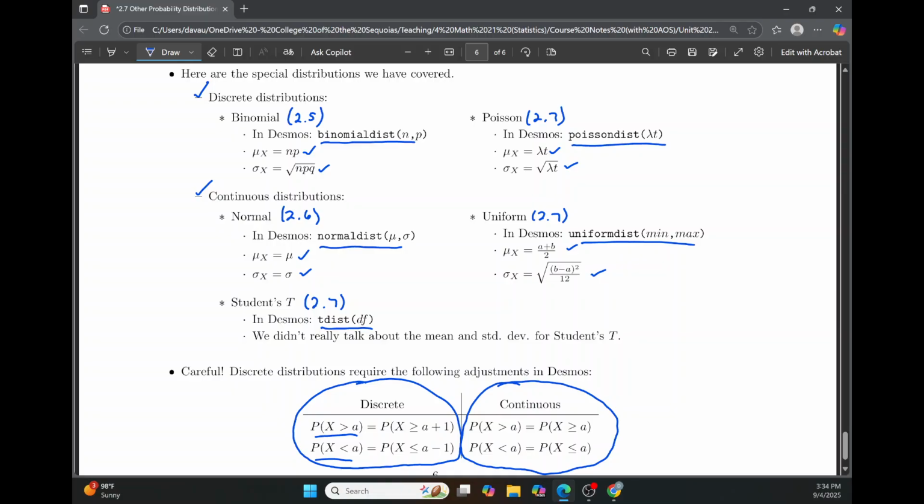Whereas for a continuous distribution, like the normal distribution or the uniform distribution or student's t distribution, no adjustments are necessary. The probability x is greater than a will just be entered into Desmos as the probability x is greater than or equal to a. And the probability x is less than a will be entered as the probability x is less than or equal to a. So we use these adjustments for the binomial and Poisson variables, and we use no adjustments for the normal, uniform, and t variables.